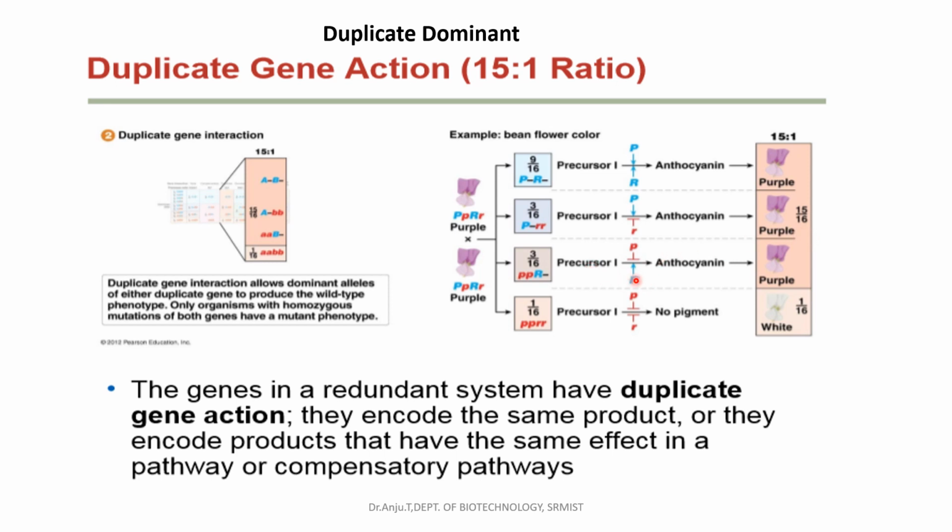In the third condition, you can see the P gene is recessive, but the second gene R is of the dominant allele. Then also the product will be formed because they are having identical functions. But when both the genes are having the mutated allele, then no pigment will be formed. That is this duplicate dominant gene action.